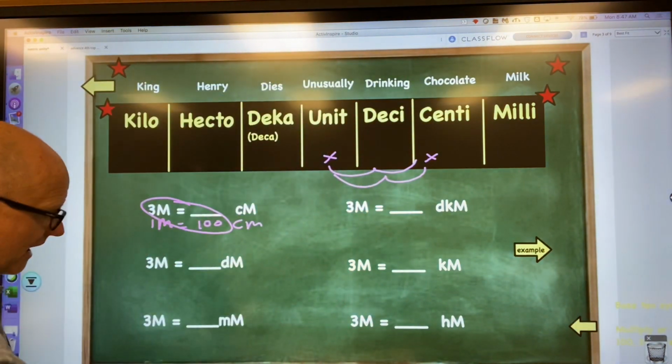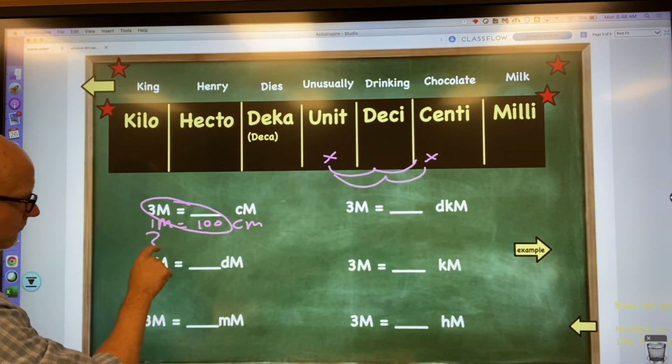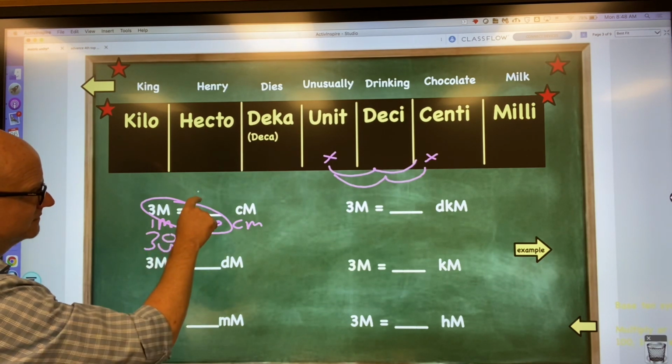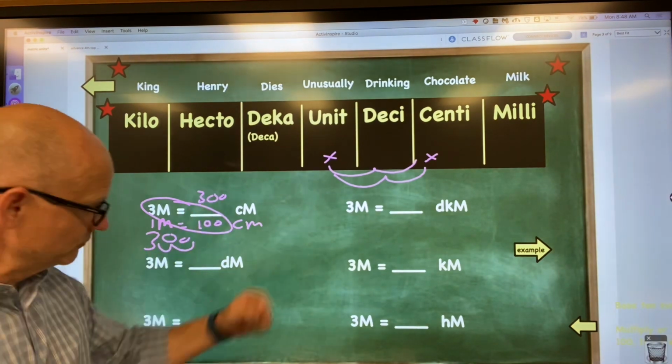So here, I would just take 3 and move it 2 places to the right and say 300. Let's do another one.